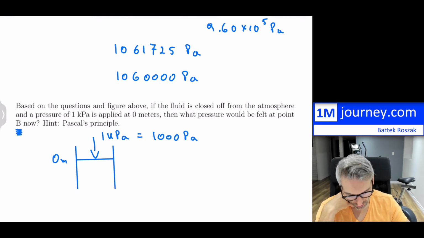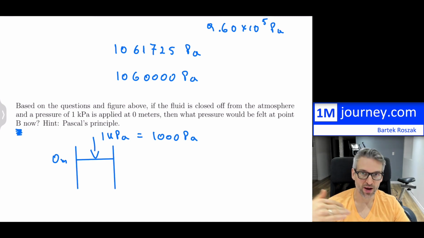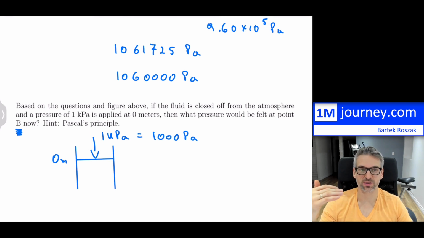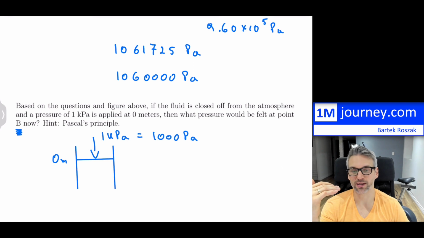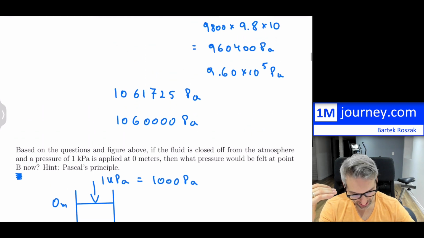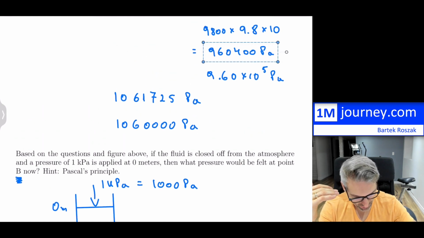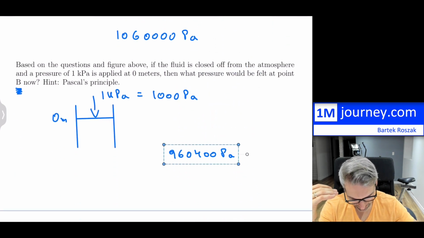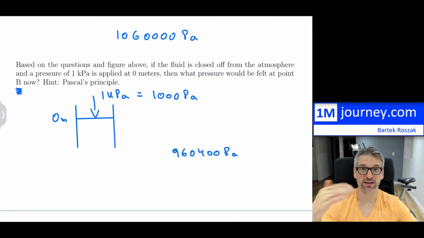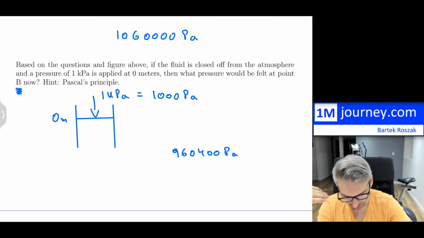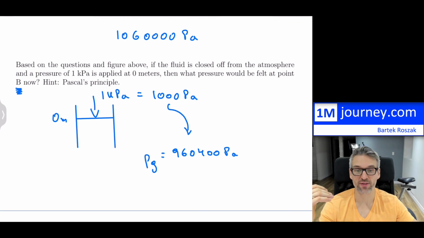Well, the 1,000 gets transferred. Pascal's principle says the pressure gets transferred within a closed-in fluid, so we're just passing this pressure on. We've already calculated the gauge pressure at B, so I'm not going to redo it. You can take a look at the previous example. We already know this is the gauge pressure right here, and now we're adding another 1,000 to it, and that would have been the total pressure.